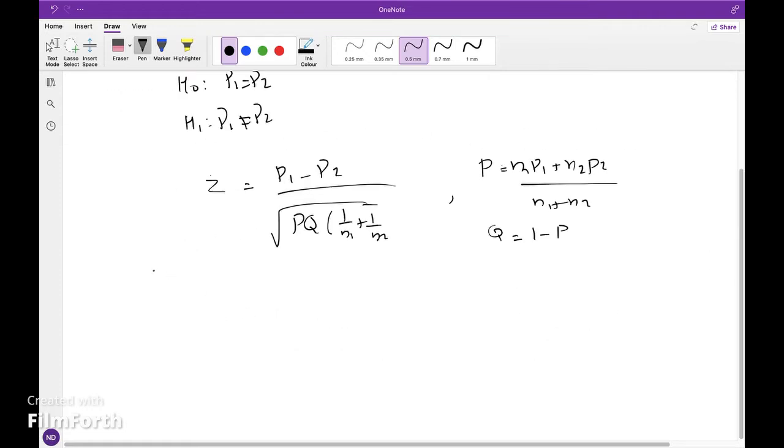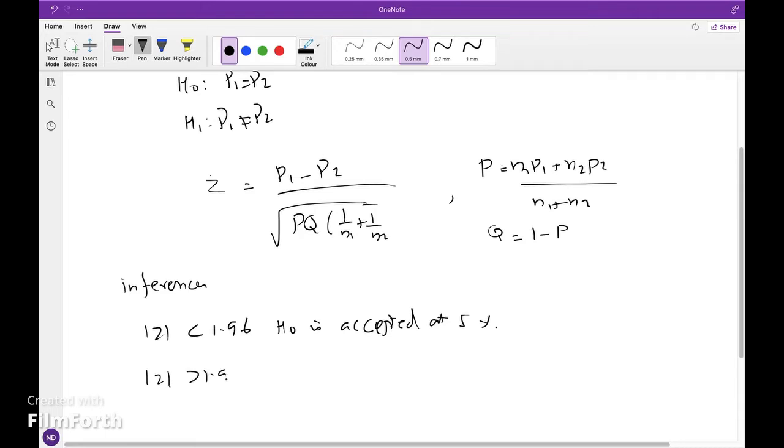And inferences: if modulus of z is less than 1.96, H0 is accepted at a 5% level of significance. Modulus of z is greater than 1.96, H0 is rejected at a 5% level of significance.